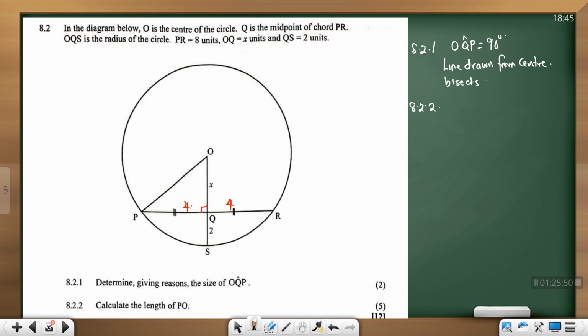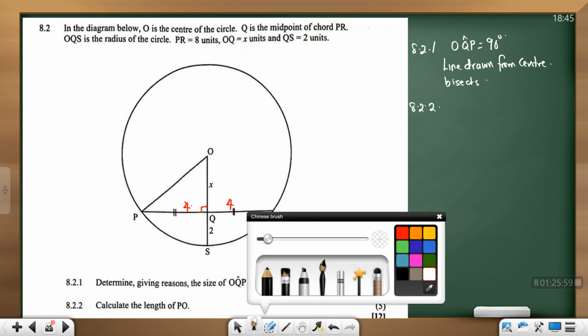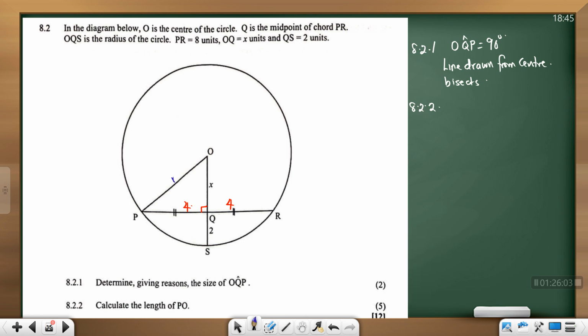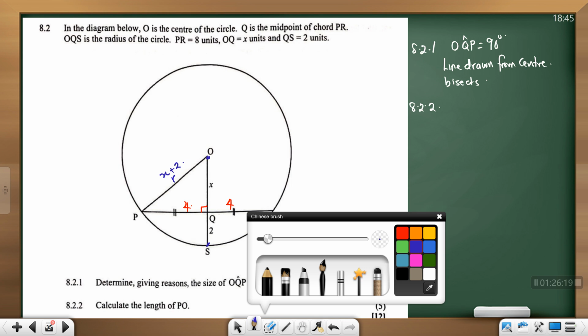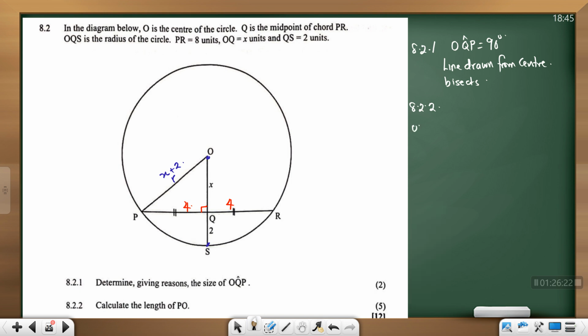8.2.2. I want to tell you the secret of this. Once you see this, guys, it's Pythagoras theorem. Here's the deal. This is just one thing that I need you to see. Once you see that, you're done. This is radius, right? You see OS, your eyes are going to deceive you. What is OS? It's also radius. And what is that? X plus 2. And we are done there.